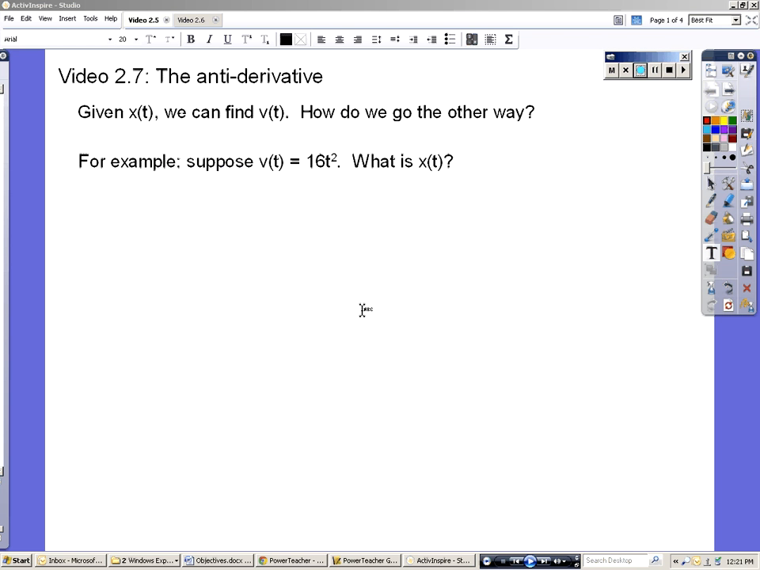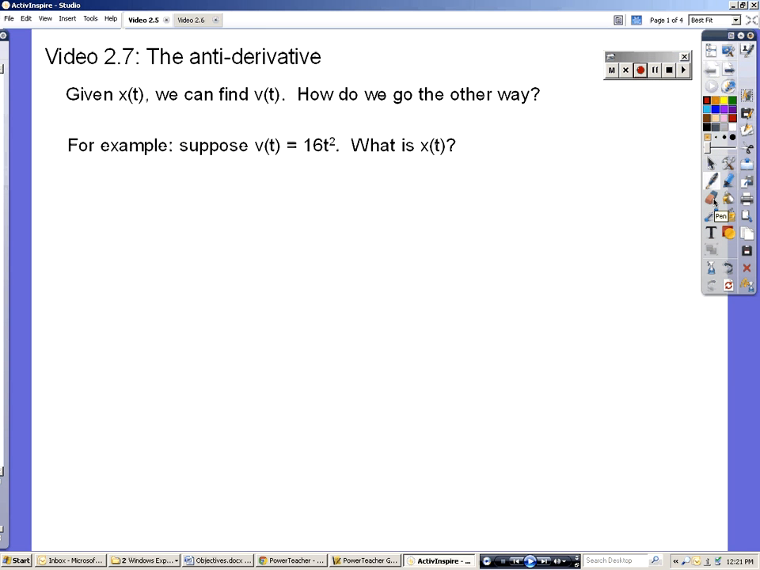Okay, this is video 2.7, which deals with something we're going to call an antiderivative. You might have guessed that's the opposite of a derivative. We know at this point how to find velocity given an expression for position. We take the derivative. But what if we're given an expression for the velocity and asked to find the position? And that's actually a much more common sort of physics problem that you deal with in everyday life.